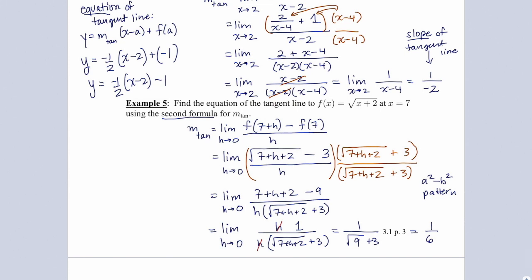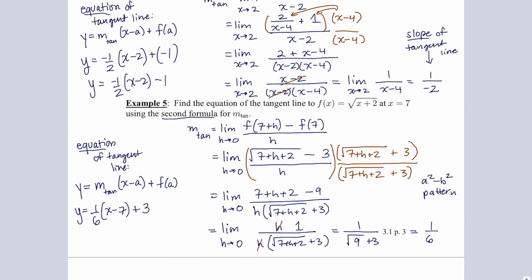And again, this is the slope of the tangent line, and I want to put together the equation of the tangent line. And now that we have the slope, it'll be easy to put the pieces together. So I want y equals the slope of the tangent line times x minus a plus f of a. So y equals 1/6 times x minus 7 plus f of 7, which we computed to be 3.